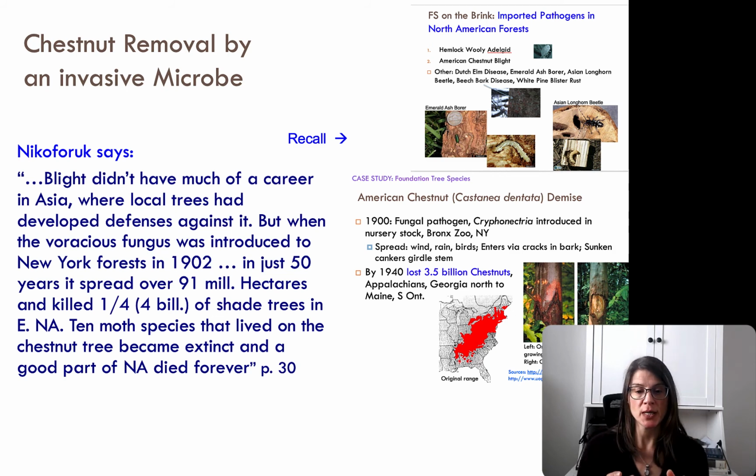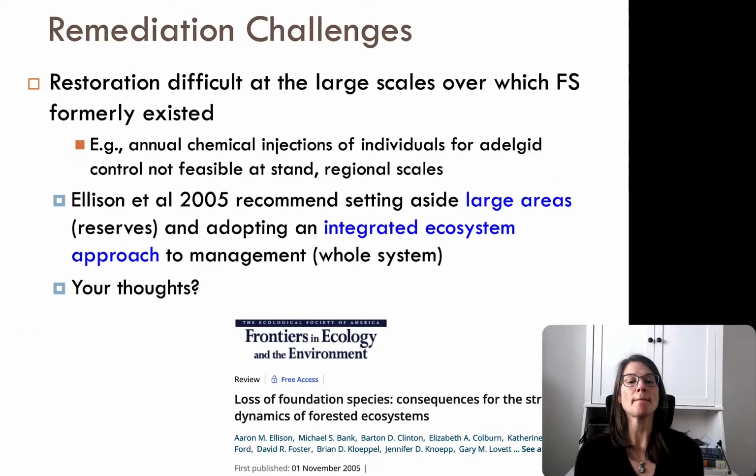The quote is important because it indicates a bunch of different things about invaders. The fact that they don't do too well in their native land, but that they have this significant advantage in introduced locations. Second, that when one species goes extinct, it may take others down with it, those 10 moth species. There are remediation challenges, and the example of those foundation species in eastern forests is a good one. Ellison et al. talks about restoring eastern hemlock by, for example, using annual chemical injections of individuals for hemlock adelgid. That is simply not feasible at stand or regional scales. So some of the solutions that we have are just too expensive and cannot be sustained realistically.